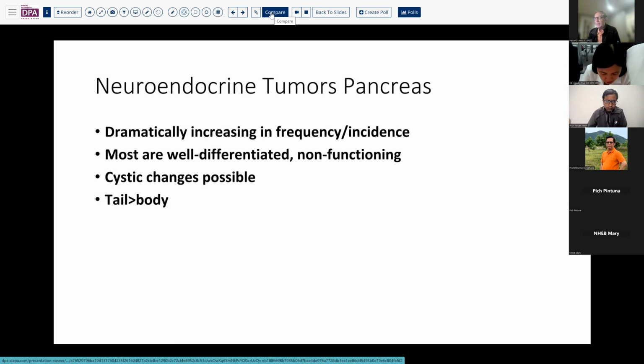Now, because we tend to see more islets in the tail of the pancreas, these lesions are more frequently encountered in the tail of the pancreas than in the body, but both sites are really quite possible as well. And these lesions can become cystic. So although they're usually solid and nicely rounded and so forth, if they are a little bit degenerate, they can become cystic.